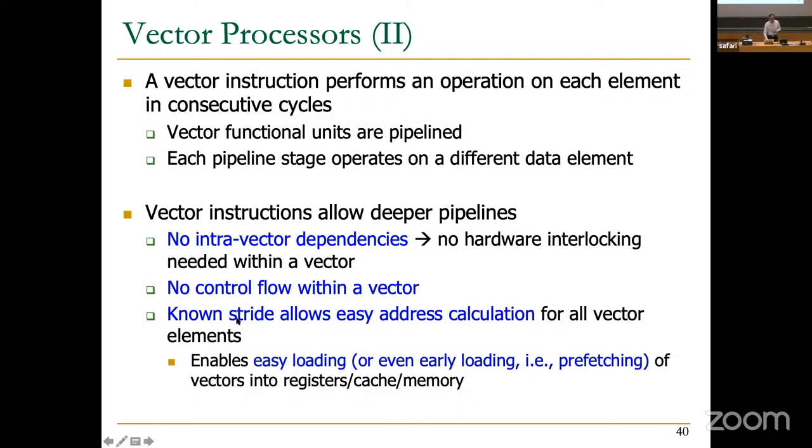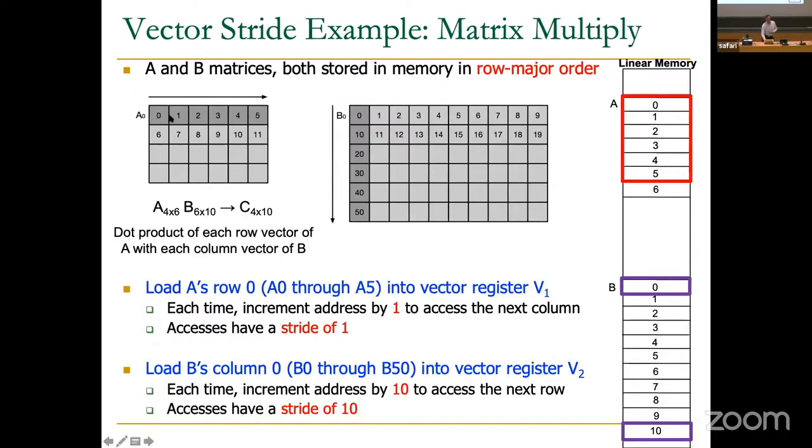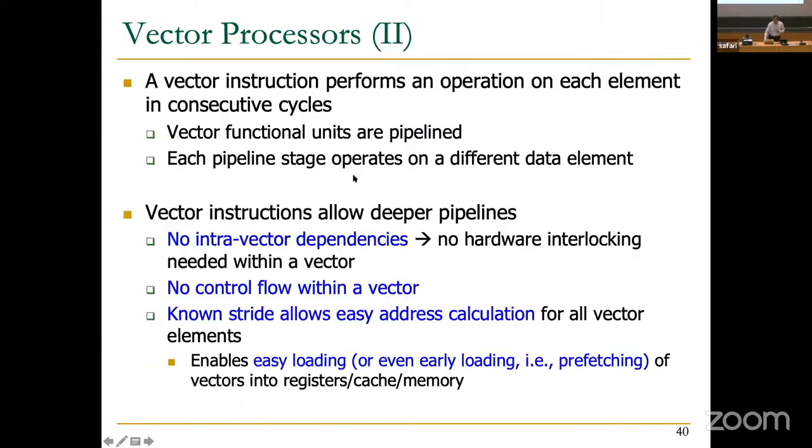And there's a known stride, right? You know the stride. This allows easy address calculation for all vector elements. Like if you go back over here, you always calculate the address by incrementing it by 1. Here, when you're loading this column, you always calculate the next address by incrementing it by 10. So you have a known stride essentially. So that helps easy loading of vector registers into registers, cache, or memory, or even early loading or prefetching, because these are really predictable addresses.